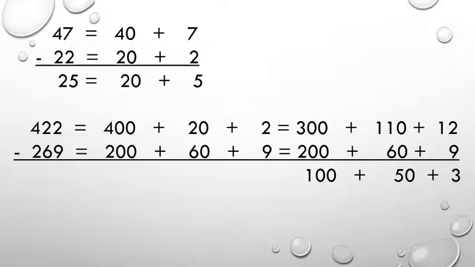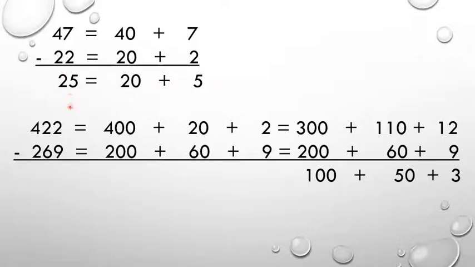Okay, now we will subtract numbers. For example, we subtract 22 from 47. So we could also do the same method we did in addition. We just separate it first. So 40 and 7, and 20 and 2. So 7 minus 2 is 5. 40 minus 20 is 20.